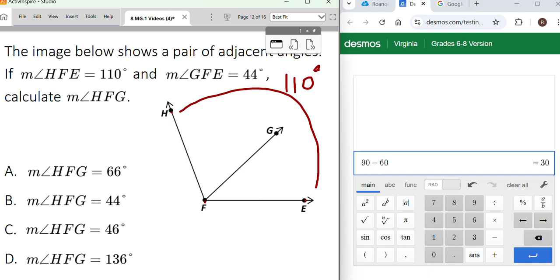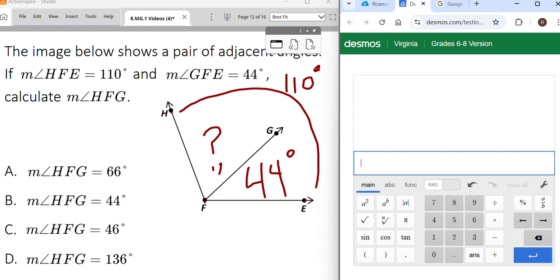And the measure of GFE is 44 degrees. And they want us to calculate the measure of HFG. So this is the one we're looking for. So we have the whole thing and one part.